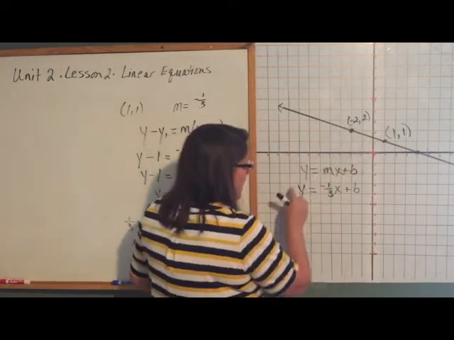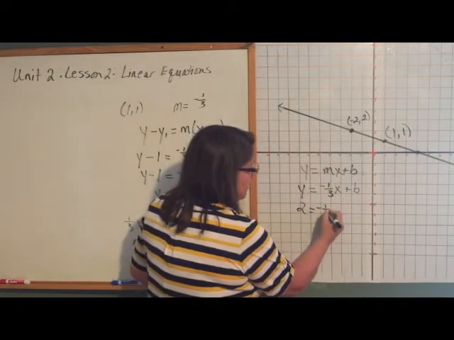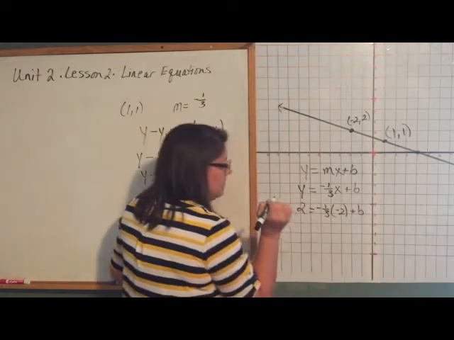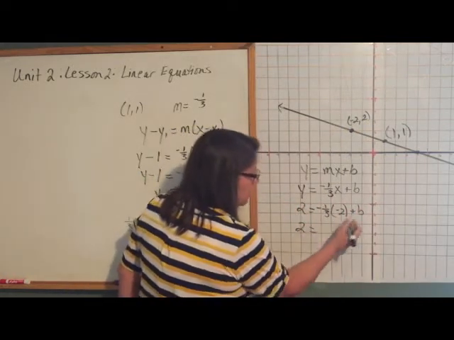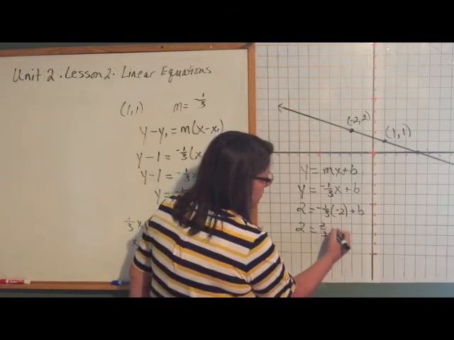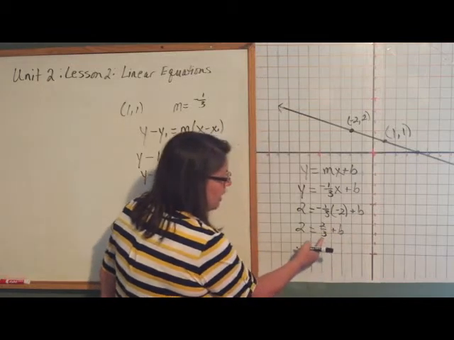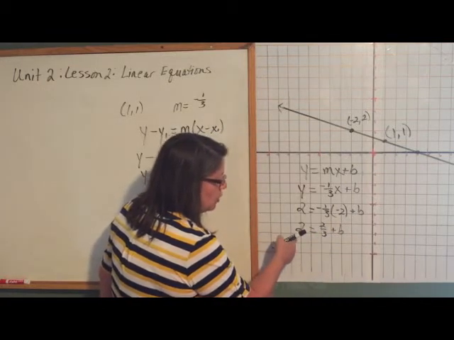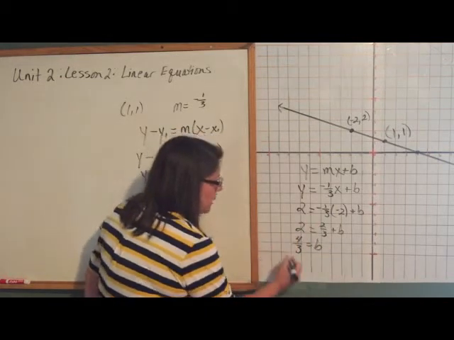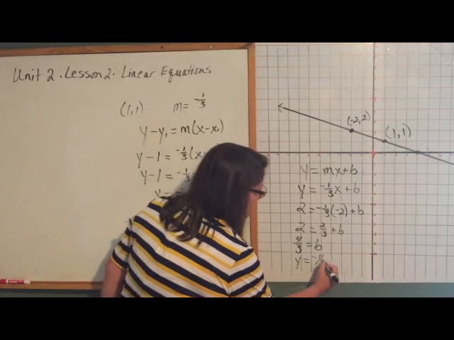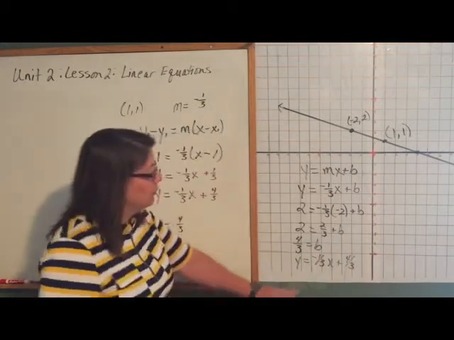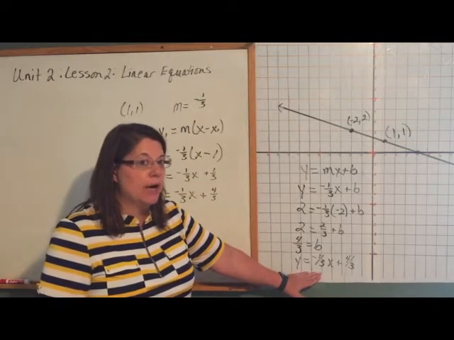2 goes in for y. Negative 2 goes in for x. And by solving this, we can come up with what b equals. Negative 1/3 times 2 is 2/3. And then if I subtract 2/3 from 2, I will get 4/3. So my equation is y equals negative 1/3 x plus 4/3. And that is probably how you learned it in Algebra 1.